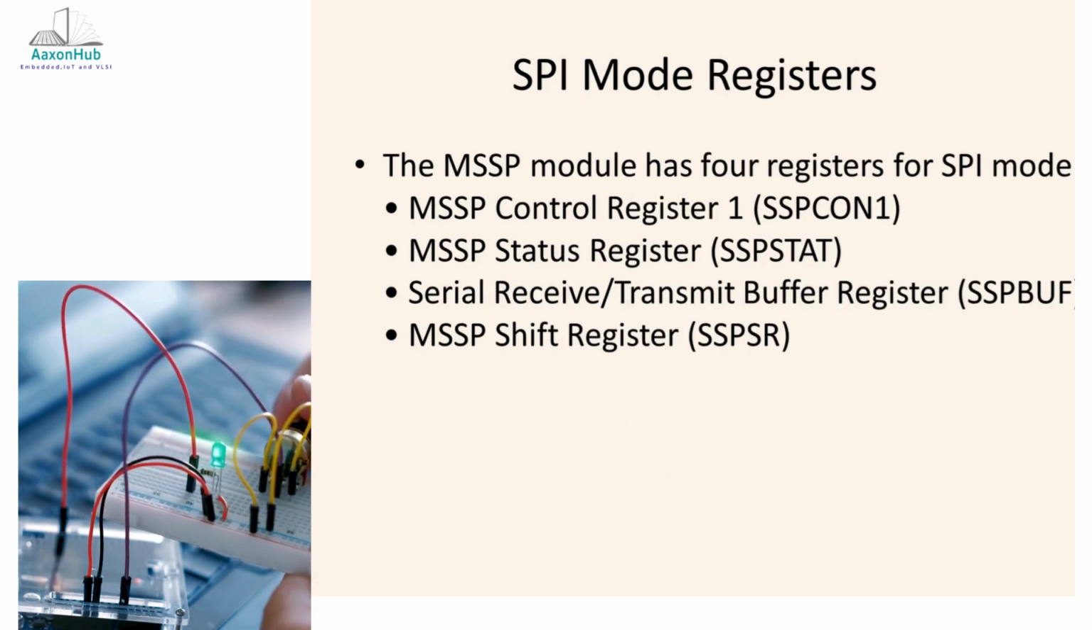Now, in SPI mode, 4 basic configuring registers are required to operate this MSSP under SPI mode. Those are the MSSP control register, MSSP status register, MSSP buffer register and MSSP shift register. Although this shift register is not directly accessible to the user, the serial transmit and receive buffer register, that is the SSPBUF register, is accessible to the user. So the data to be transmitted or the data to be received has to go through this SSPBUF register.